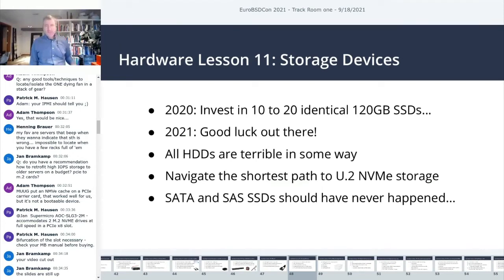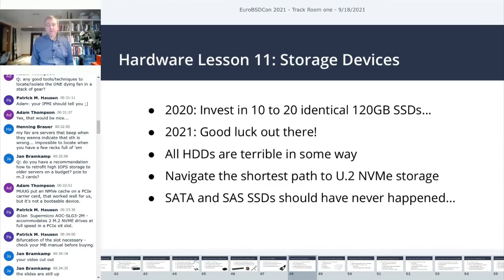I was lucky to get some cheapo BX500 drives. They were like $20 a pop, and now they were 40, and then they were unobtainable. Ooh, I lost my microphone too. So now with the pandemic and supply shortages and mining operations, good luck out there. It's brutal. But all hard drives are terrible in some way, so you'll learn something from all of them.